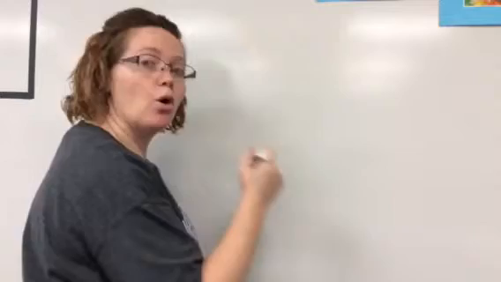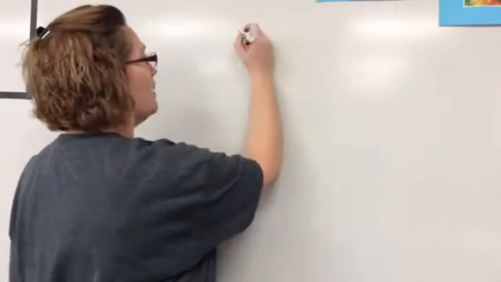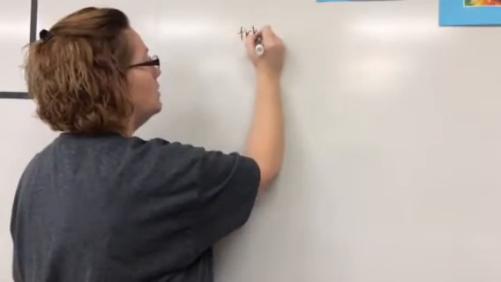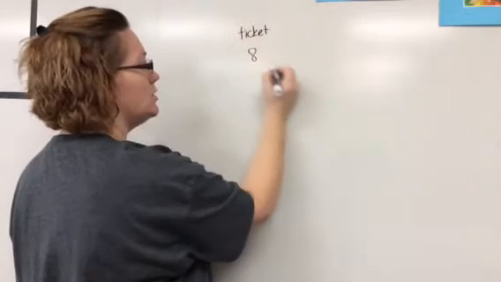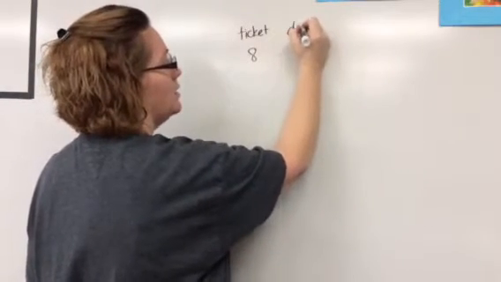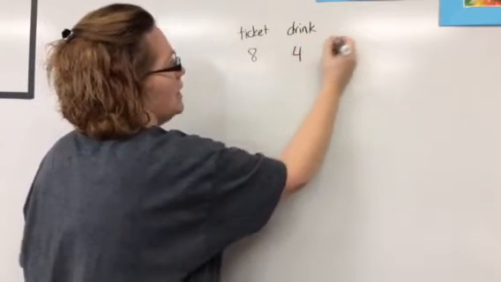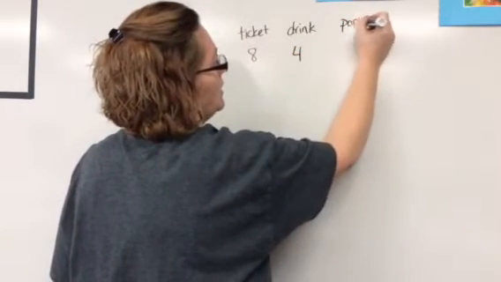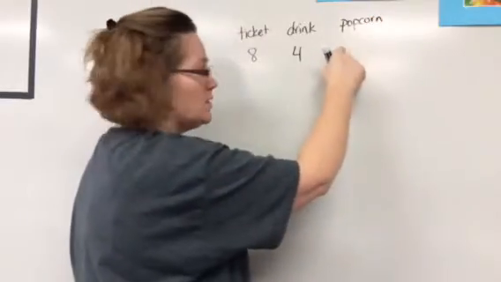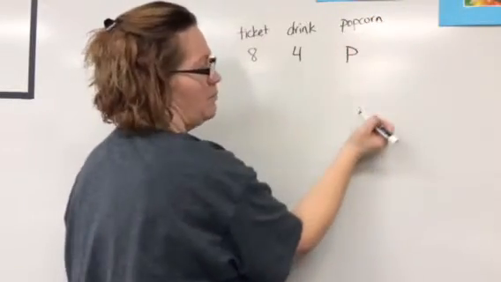So let's say when you go to the movies, you're going to buy a ticket for $8. You're going to buy a drink for $4, and you're going to buy popcorn. Now, we don't know how much the popcorn is going to cost, but we're going to call it P.